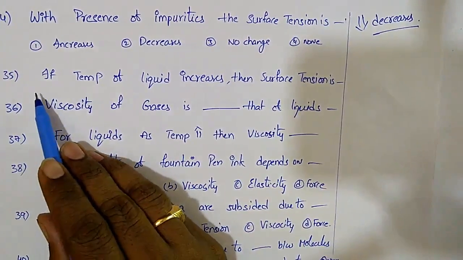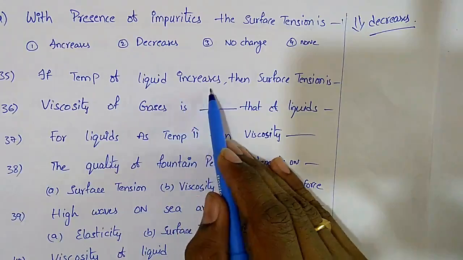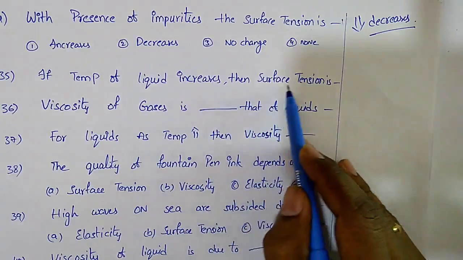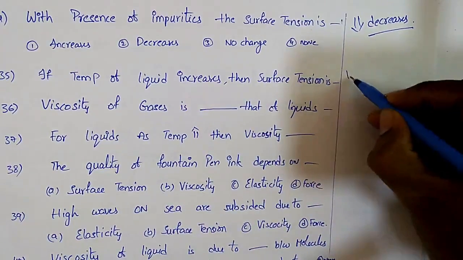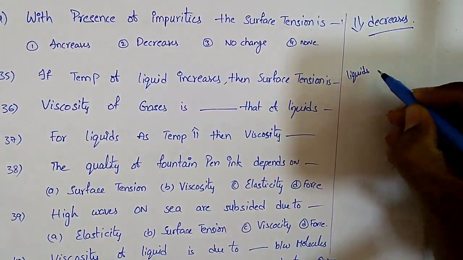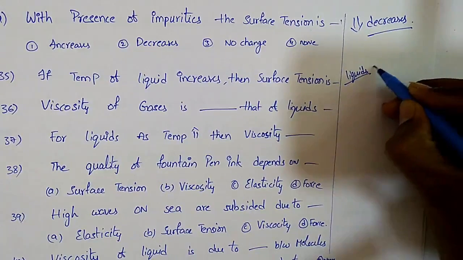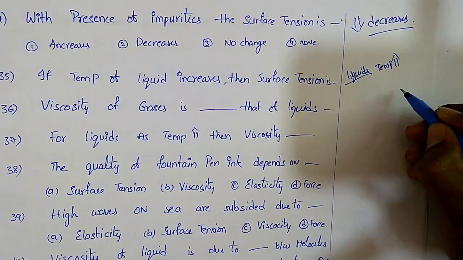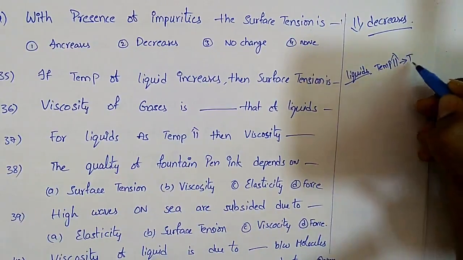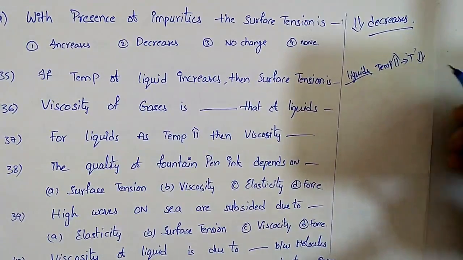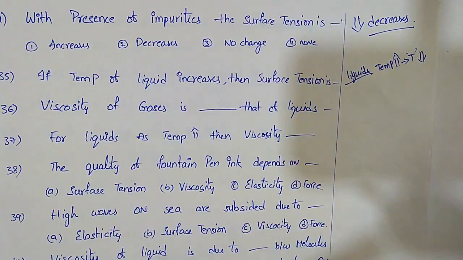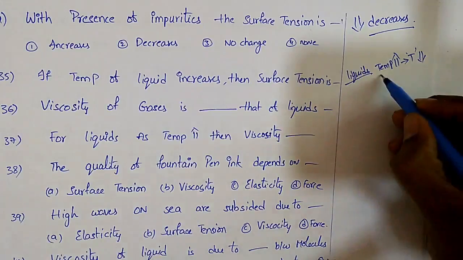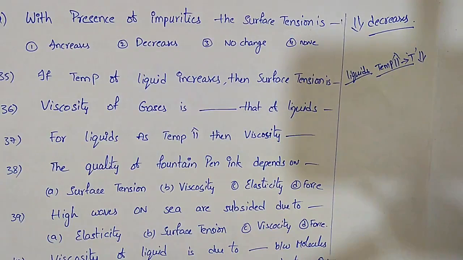Next one, 35th. If the temperature of a liquid increases, then the surface tension is dash. In case of liquids, as temperature increases, the surface tension T decreases. Very, very important: as temperature increases, surface tension decreases.